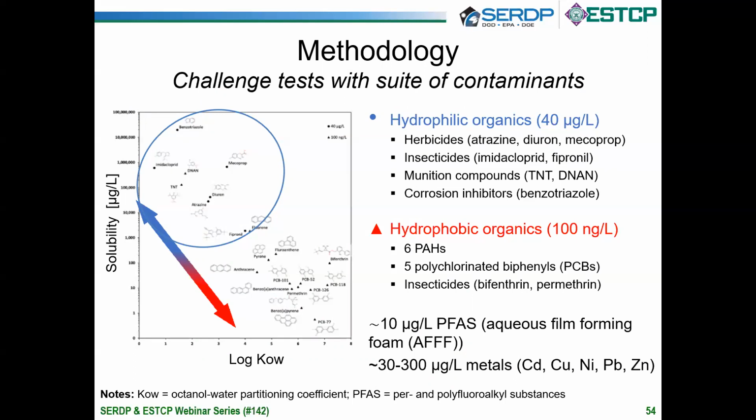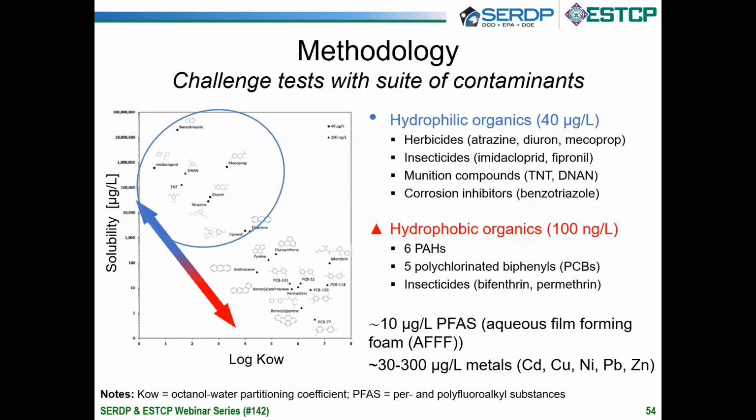We have also added perfluoro substances, making some perfluorochemical additions here from aqueous film forming foams, AFFF. The hydrophilic compounds are added at 40 micrograms per liter in our test. The hydrophobic compounds are around 100 nanograms, and PFAS compounds around 10 micrograms. And in this AFFF mixture, the predominant compound was PFAS.